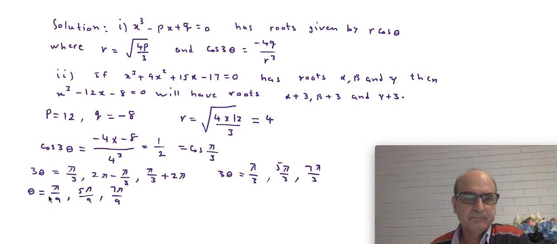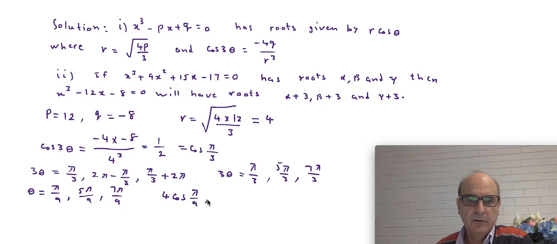So the solution for this equation is going to be r cos theta, and r is 4, so it's going to be 4 cos pi on 9, or 4 times cos 5 pi on 9, or 4 times cos 7 pi on 9. These are the roots of the equation with the missing x squared term, which is that.